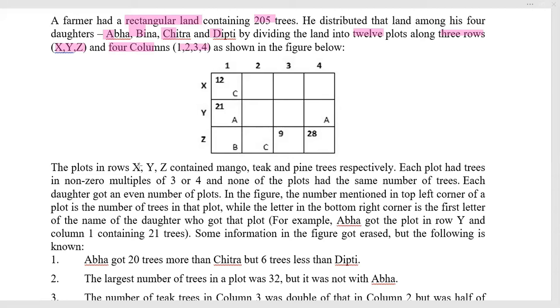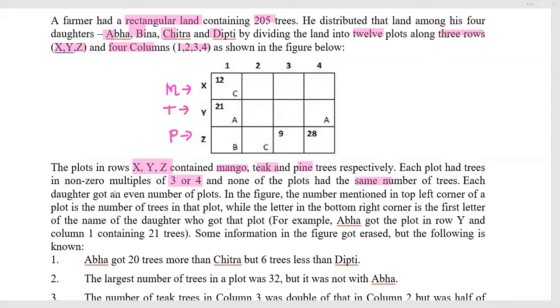The plots in rows X, Y, Z contain mango, teak, and pine trees. Let me consider this is mango, this is teak, and this is pine trees. Each plot had trees in non-zero multiples of 3 and 4, and none of the plots had the same number of trees. All are different.